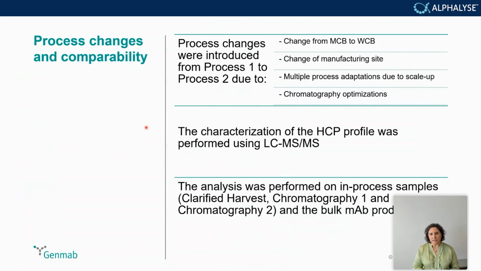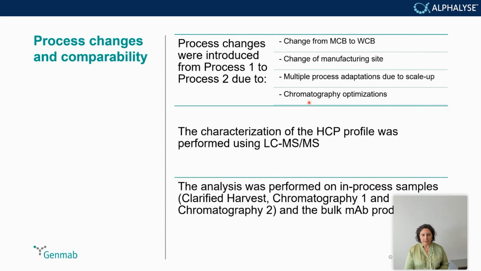So the process changes we introduced from what we call process 1 to process 2 were a change in the master cell bank to use a working cell bank, and a change in manufacturing site. Because of the change in manufacturing site, we also did multiple process adaptations and scale up, which also resulted in some chromatographic optimizations.